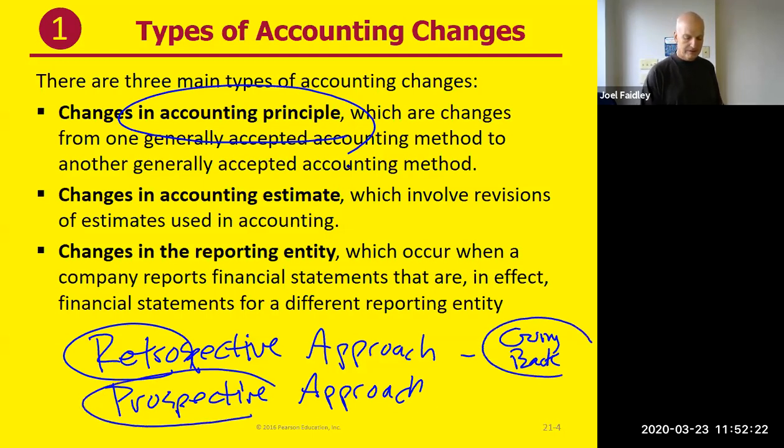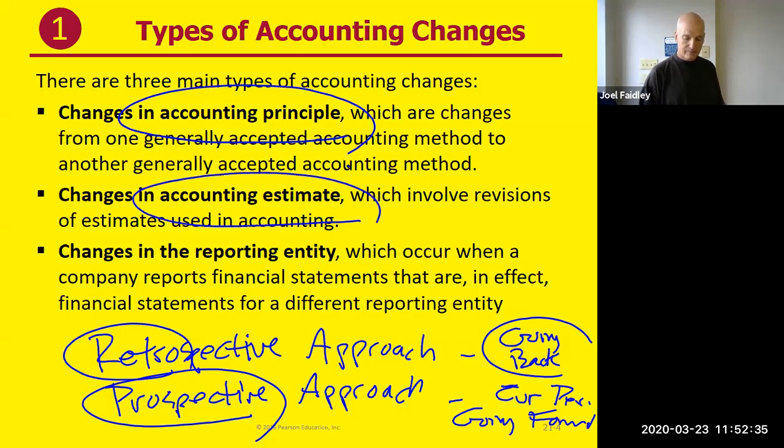Prospective, on the other hand, means what? That's going, well, current period and going forward. That's what we want to do on an accounting estimate. Retro here, prospective here. Change in the current period and going forward.